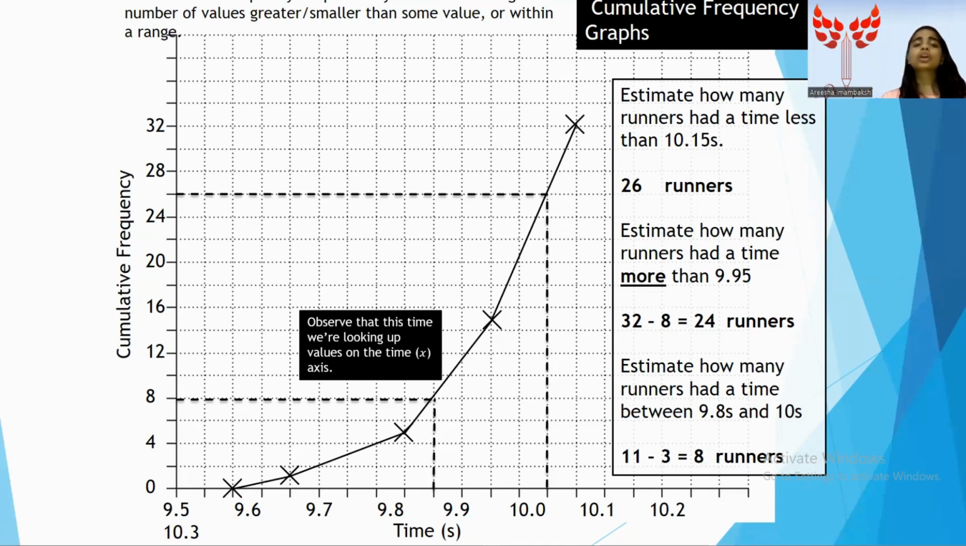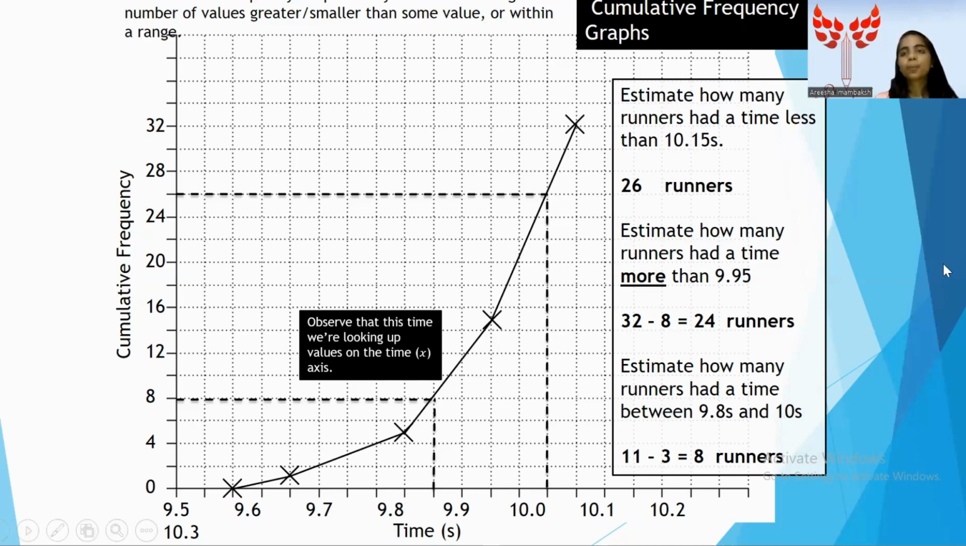right? So, sorry. Yes. At 9.8 seconds, the value is actually 11. It's showing for the other question. It's showing 26 runners for this one. So at 9.8, the value is 3. And at 10 seconds, the value is 11. So 11 minus 3 is equal to 8. That is how you will find this value, right?